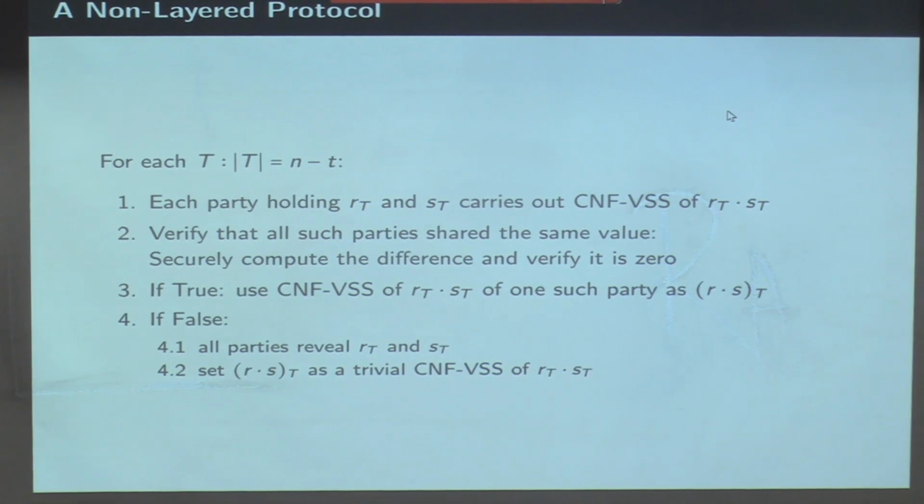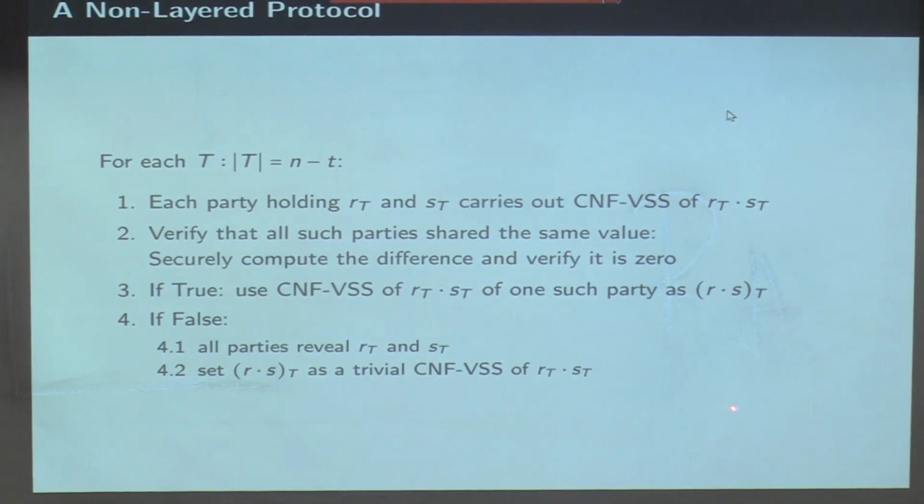Now, if we want to move this to the layered model, there are quite a few issues. Of course, we can start the same way that they are doing here. Each input client who has RT and ST prime can do a verifiable secret sharing. We know how to do a verifiable secret sharing, to get a verifiable secret sharing of RT times ST prime by a particular party. We can have it done by all the parties. This would be done onto a certain layer, right? And this layer can now check whether two of these are equal or not.